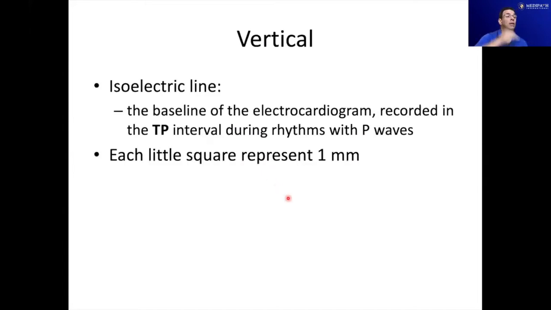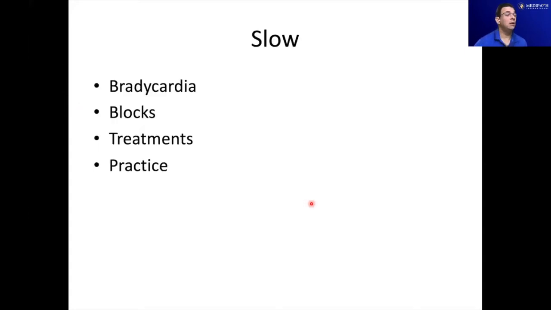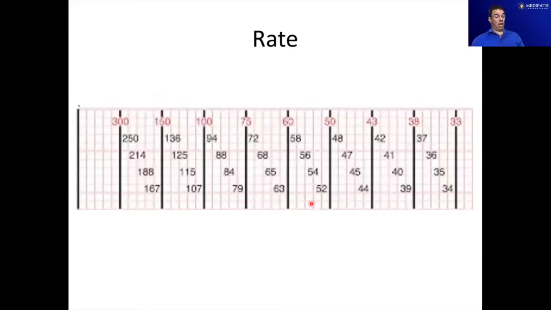Okay, and when we're looking at up and down, or the vertical sections, one small box equals 1 millimeter. So if the J point is above the end of the QRS complex by 1 millimeter, one small box, we'd say it's 1 millimeter elevation. If it's below, we would say 1 millimeter ST depression. Okay, this is important to know.